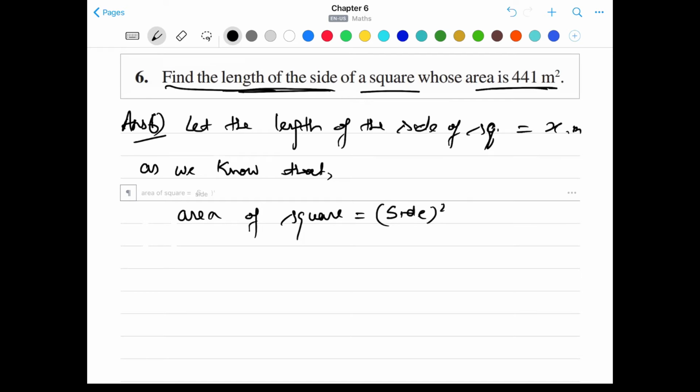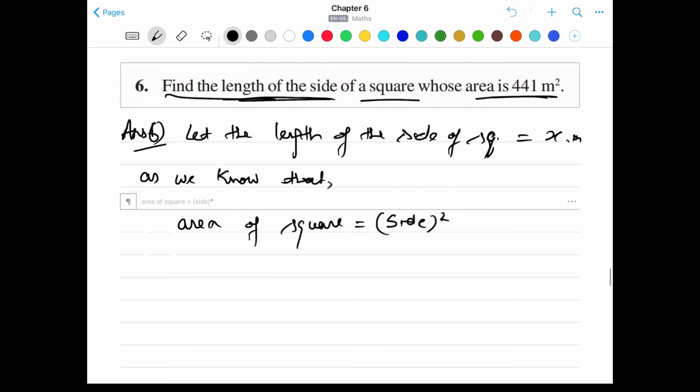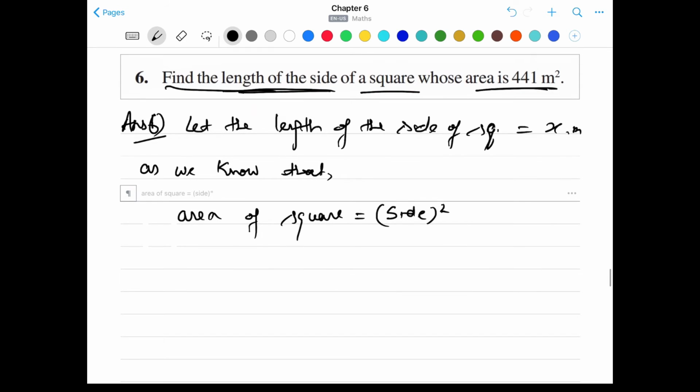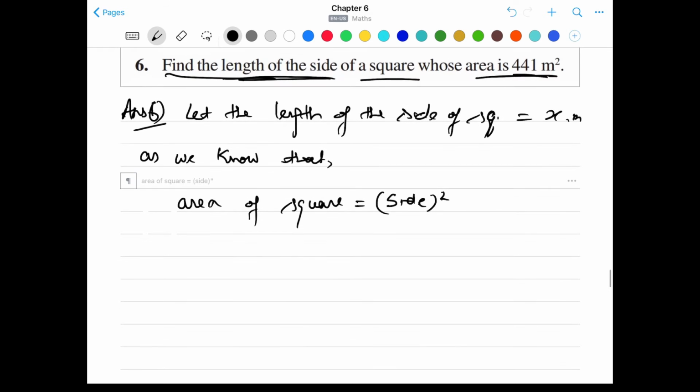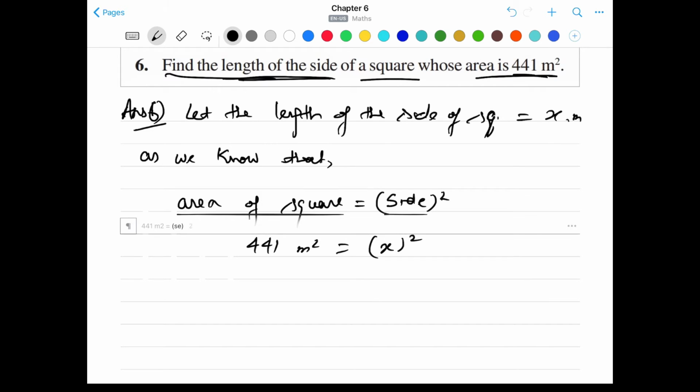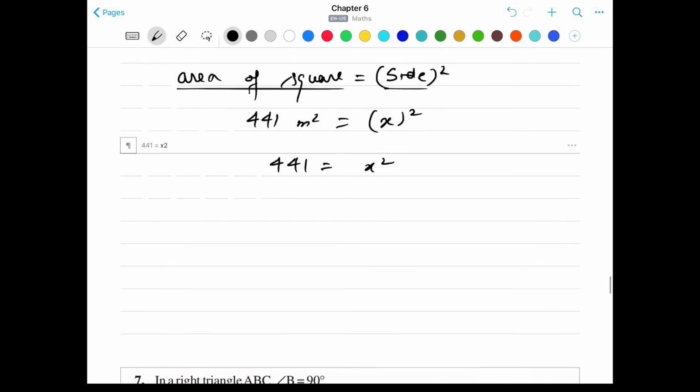Okay, area of square is given by the side square, and in the question we are given that the area of square is 441. So at the place of this area of square, we can write 441 meter square, and the side of the square we have taken as x, and outside we have x square. So we can write this as 441 equals x square, or x from here will be under root of 441.